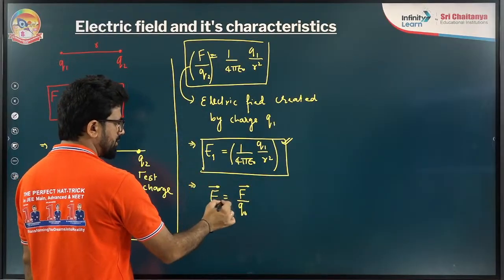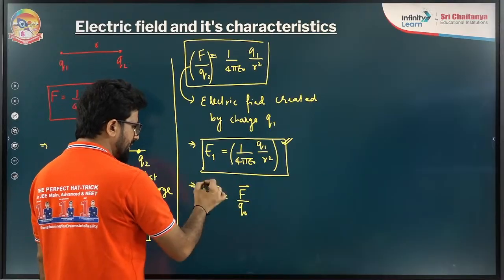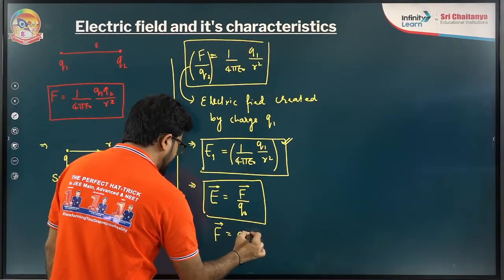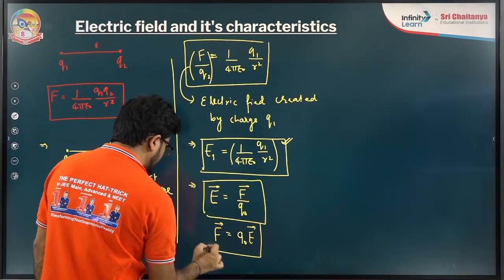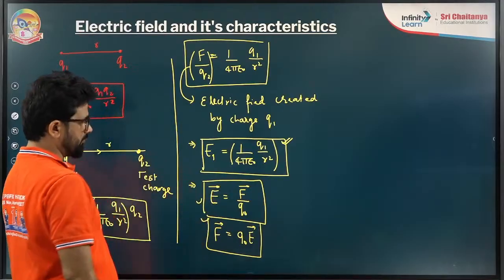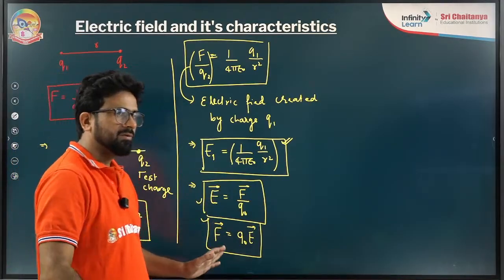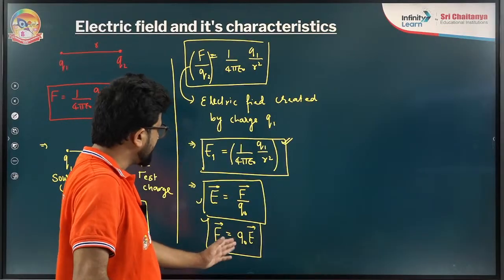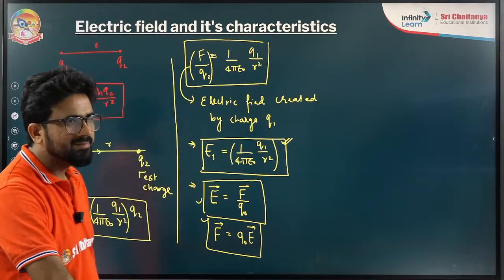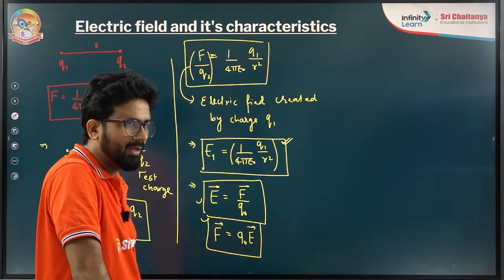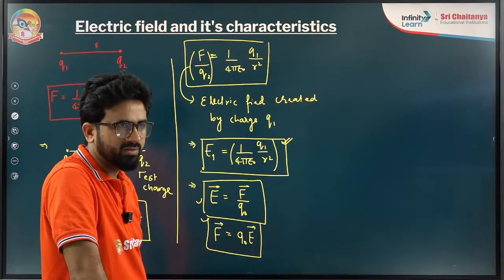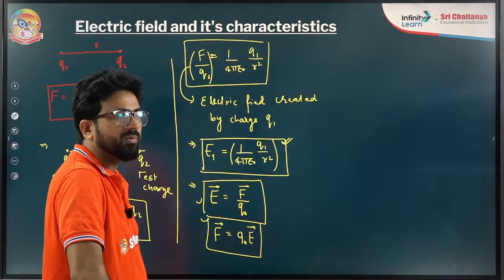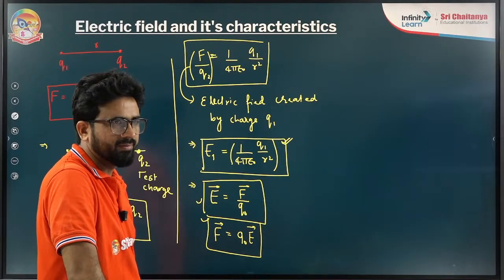The field is equal to F by Q0, or F is equal to Q0 into E. We can write it like this also. This is the second way to write it. So what we are understanding from this part: these are two lines, E equal to F by Q0, or F equal to Q0 into E. These two lines are very simple but very important as a concept. I'm repeating again, E equal to F by Q0, or F is equal to Q0 into E. What is the meaning of this?